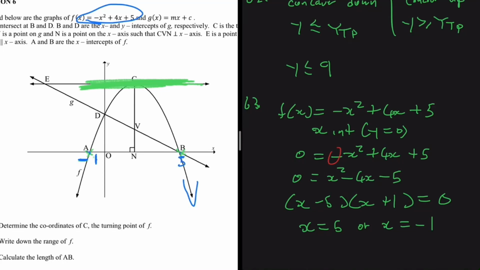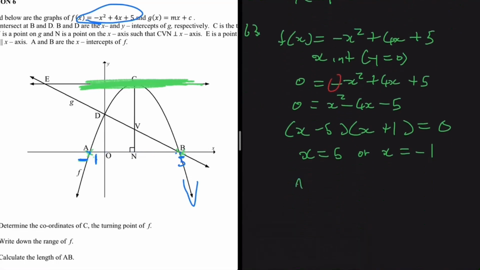The length from A to B is 6, right? The length from A to B is 6 units. From -1 to 5, it's 6 units. So here we can say AB is equal to 6 units, right? We're basically saying that the x value of B minus the x value of A, which will be 5 minus -1, which is 6 units.